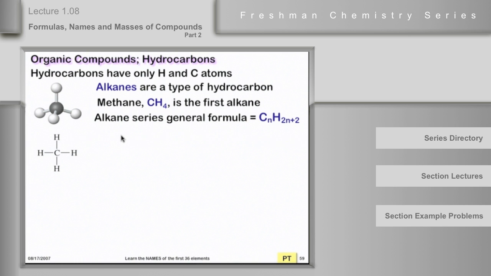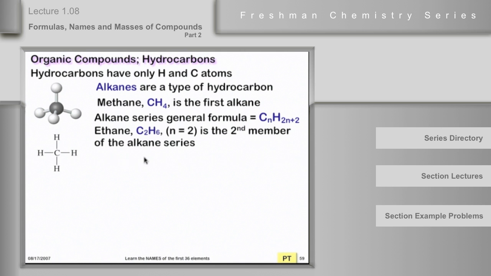Okay? Now, because of the way these molecules are put together, it's possible to generalize about the alkanes, and that is the formula for alkanes can be written down as CnH2n+2, where n is an integer starting with 1. So n could be 1 or 2 or 3, etc. So if n were 1, this would be CH, 2 times 1 plus 2 would be 4, and so that's methane. Okay? You comfortable with that?